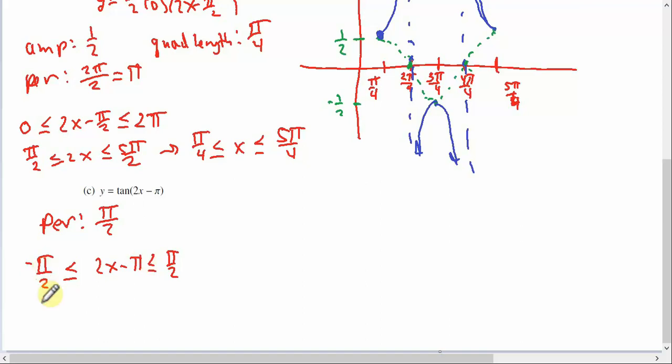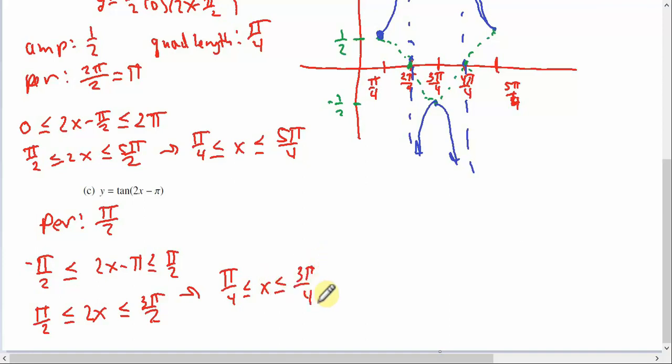I'll add pi to all three sides. Well, this is going to give me positive pi over 2 here. And on this side, I'm going to be adding pi, which is 2 pi over 2. So this is going to be 3 pi over 2 on that side. And then if I divide through by 2, I get pi over 4 less than or equal to x less than or equal to 3 pi over 4. And so now I can start to sketch. So here's pi over 4, and this would be 2 pi over 4. Let's make it a little longer. Right there, 3 pi over 4 would be somewhere like that.